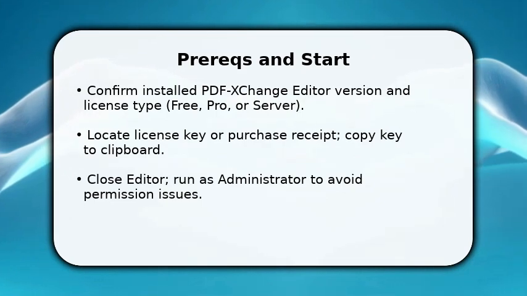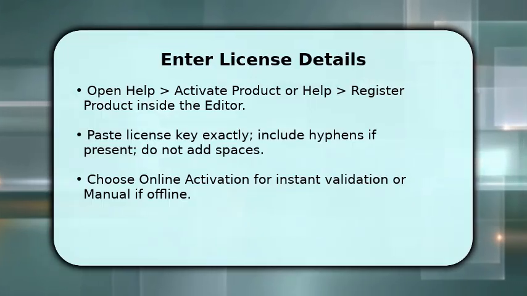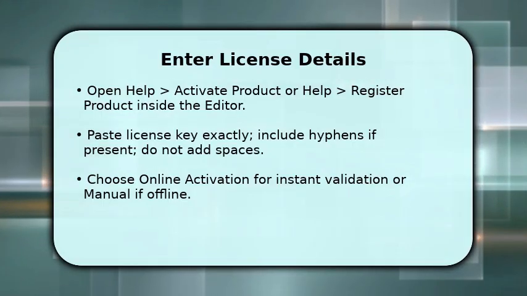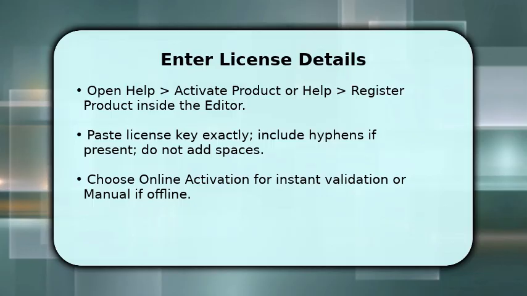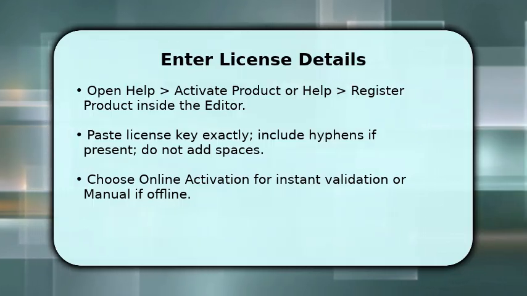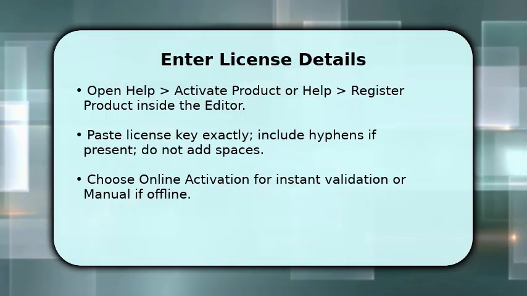You now open PDF Xchange Editor and navigate to Help, then Activate Product, because that's where activation lives. Paste your license key exactly as given. Hyphens matter, so don't add or remove characters. Choose Online Activation for automatic validation. The editor contacts the server and verifies immediately.